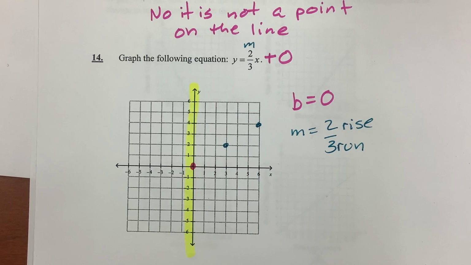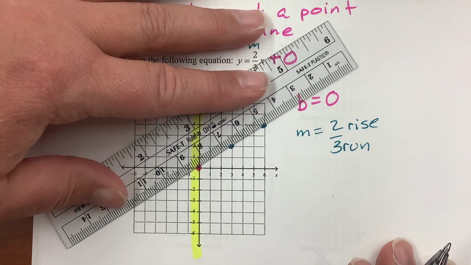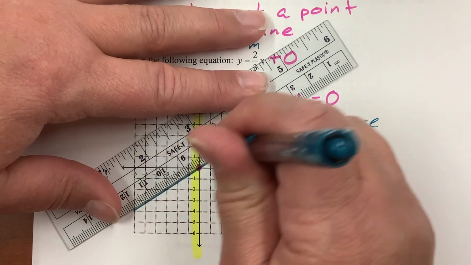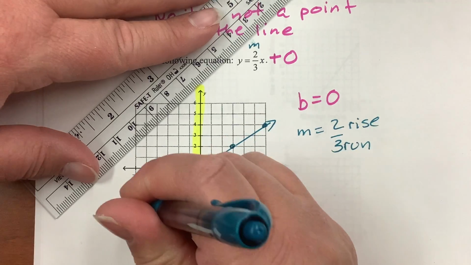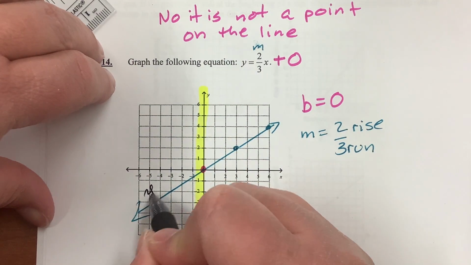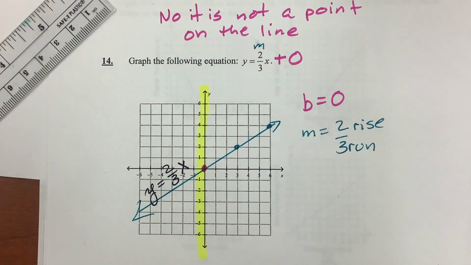I didn't need to put points on the other side. Doesn't say I have to. So I am going to connect those dots. And I think that's good. There we go. Put arrows on my equation and write this y equals 2/3 x on the line. Ta-da. That's all there is to it.